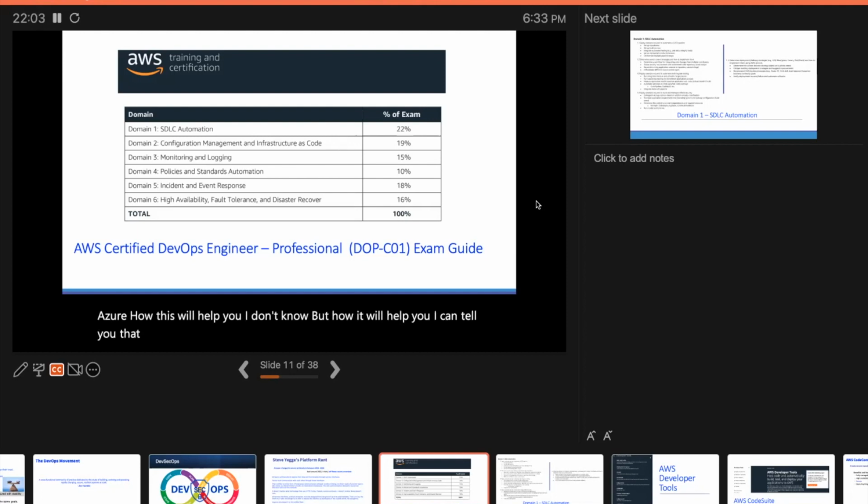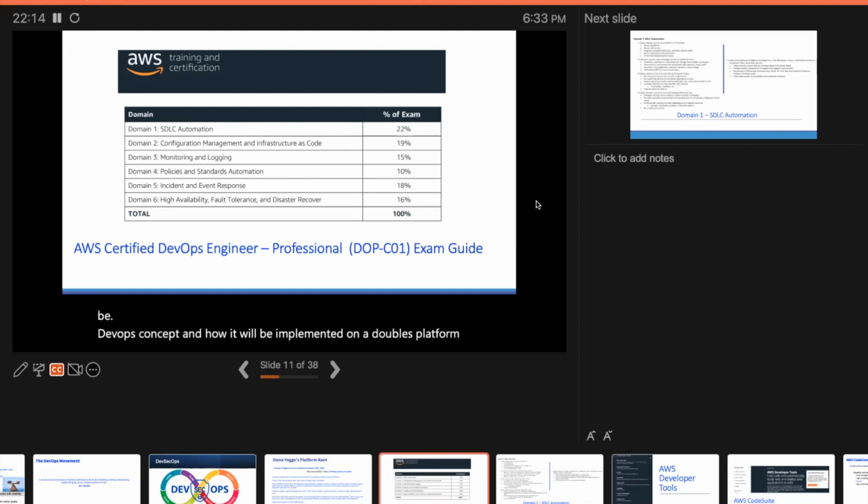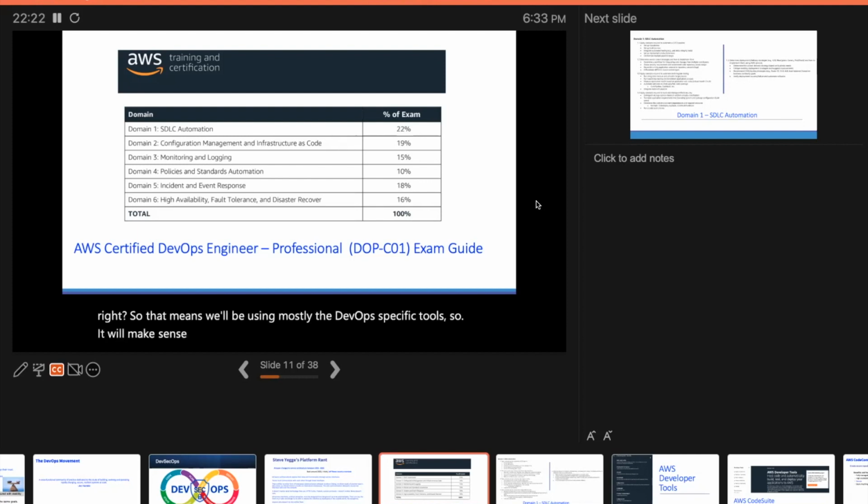Because this is a concept, most of it will be DevOps concepts and how they will be implemented on the AWS platform. That means we'll be using mostly all the DevOps specific tools. So it will make sense for you to have a mapping of all the DevOps tools from AWS to Azure. I know Azure DevOps too, so I have worked on those. Azure has a set of tools for doing the same thing, how the code will be built, code commit, code build. It is different in AWS and different in Azure. Maybe I can have a one-on-one with you sometime to tell you exactly how you can map those AWS tools to Azure. But in this course, I'll be focusing mostly on AWS.